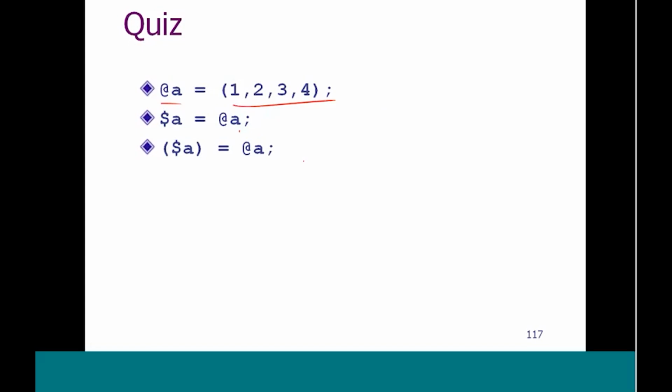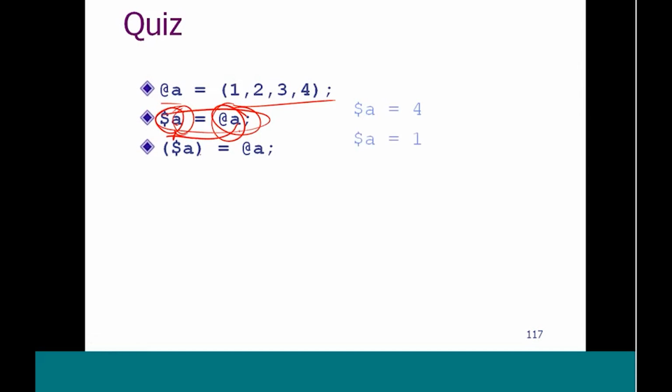I'm sure that you may have guessed right away that this is something that we covered in the last lecture. @A denotes the number of elements, so the assignment $A equal to @A assigns the number of elements to this variable, converting the array context into a scalar context. So the answer is $A is 4.